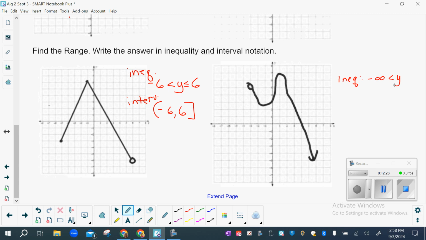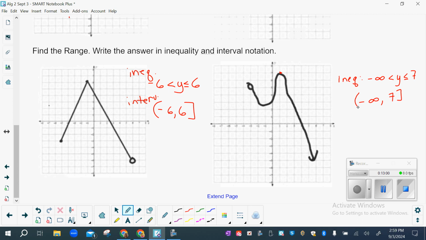1, 2, 3, 4, 5. Is there another point higher than that? 6, 7. So this point here would be my high point. Less than 7 or less than or equal to? Less than or equal to 7. Okay, what would that be in interval notation? Parentheses, negative infinity, and then 7 with the bracket.